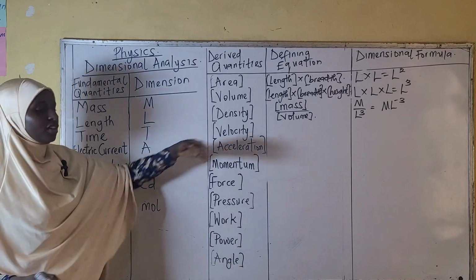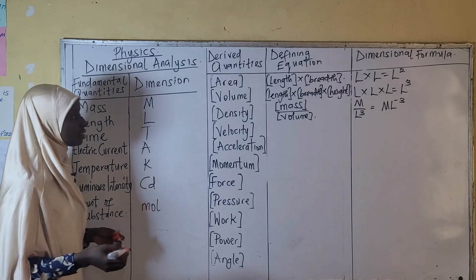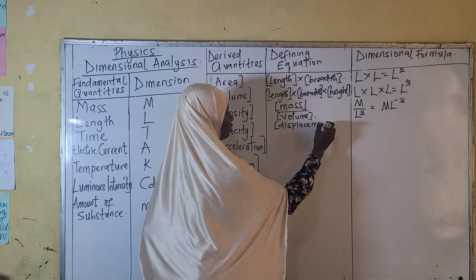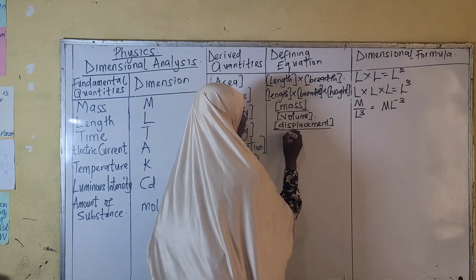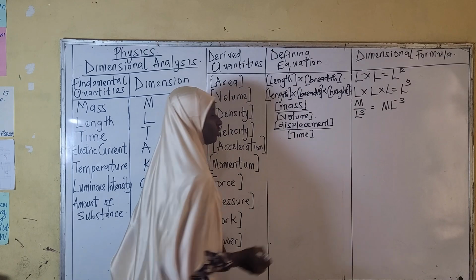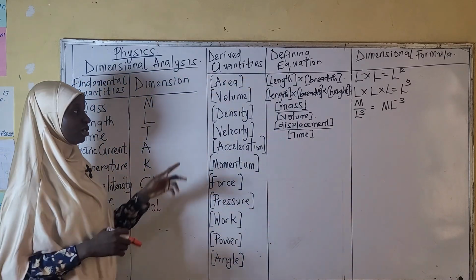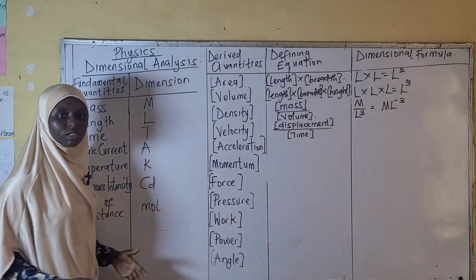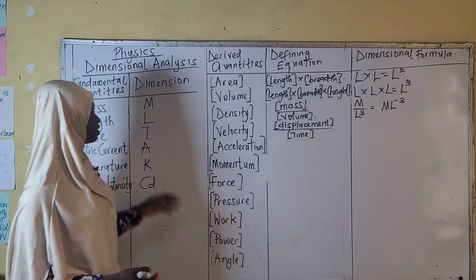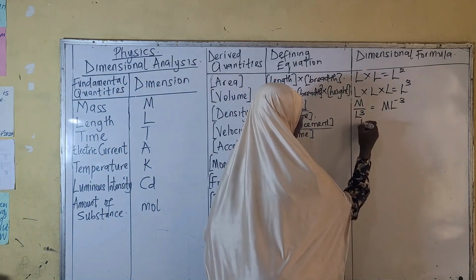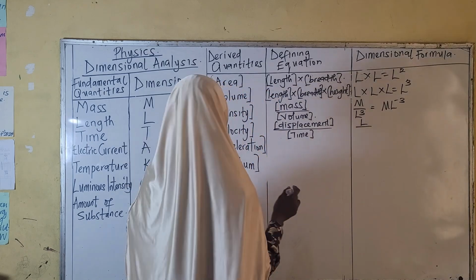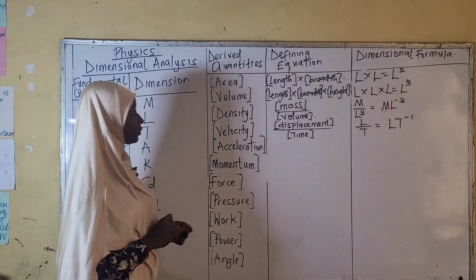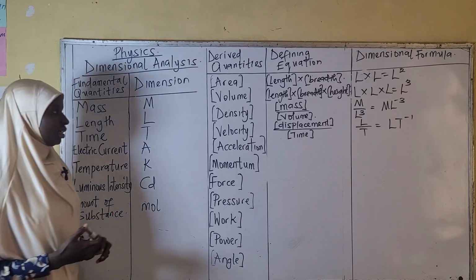The next one is velocity. What is velocity? I know that velocity is displacement over the dimension of time. Note, you must always include the square bracket to show that you're talking about dimension. So when I talk about displacement, I know I'm also talking about length. So my displacement is L over time, which is T. So I can write it as LT minus 1.